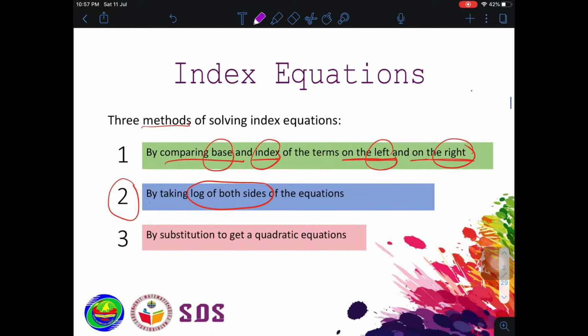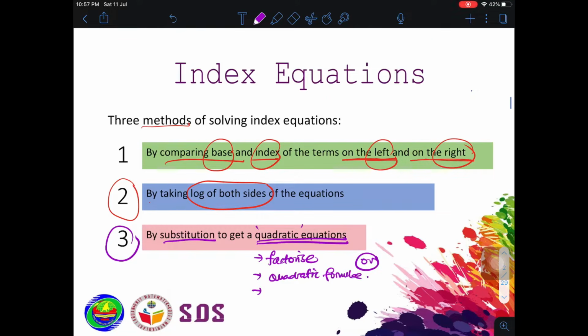Right, the final method, the third method, is by substitution to get a quadratic equation. When you get a quadratic equation, there are three main important things that you have to look at. When you have achieved a quadratic equation, you will either factorize it, or use the quadratic formula when you can't factorize, or you will use the method of completing the square.